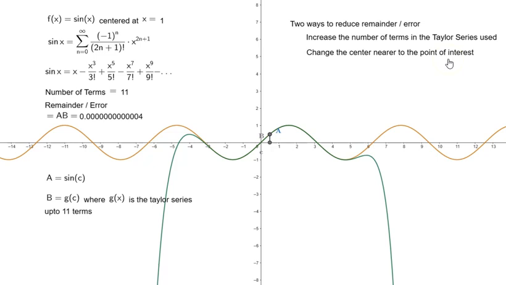How do you figure out this error? What is the formula for this remainder? That is what we are going to look at in the next session. So we are going to look at Taylor's theorem with the error term.